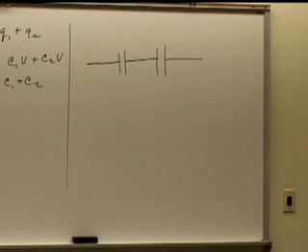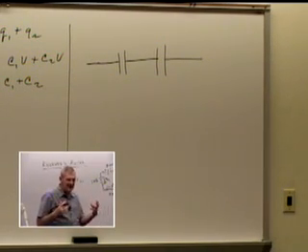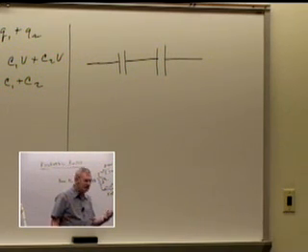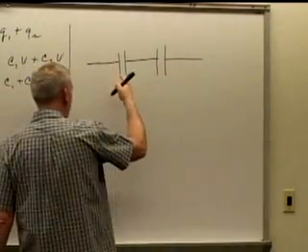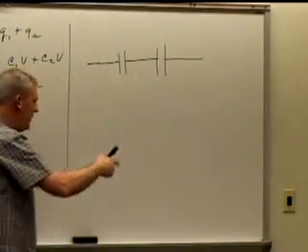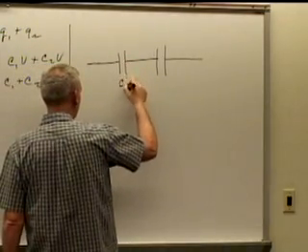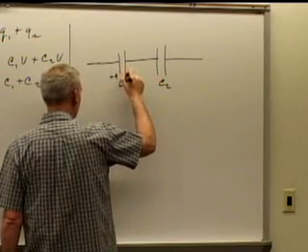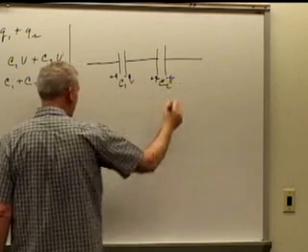Now, the amount of charge when they're in series is the same regardless of the capacitor. So in other words, if this happens to be C1 and C2, the amount of charge here, Q, is equal to the amount of charge here, Q.